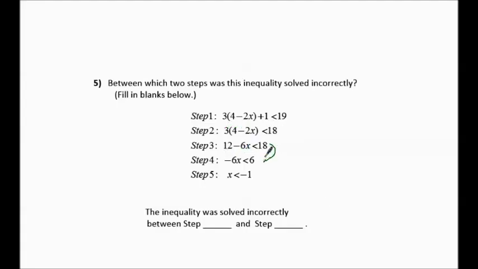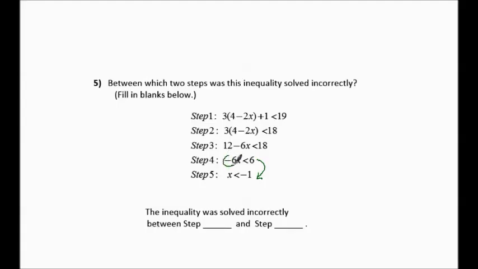Then from step 3 to step 4, they got rid of this 12 on the left-hand side. They must have subtracted 12 on this side to cancel it out. But what they do on one side, they do on the other. And 18 minus 12 is a 6. So that's also correct. So now let's look at the last steps here from 4 to 5.